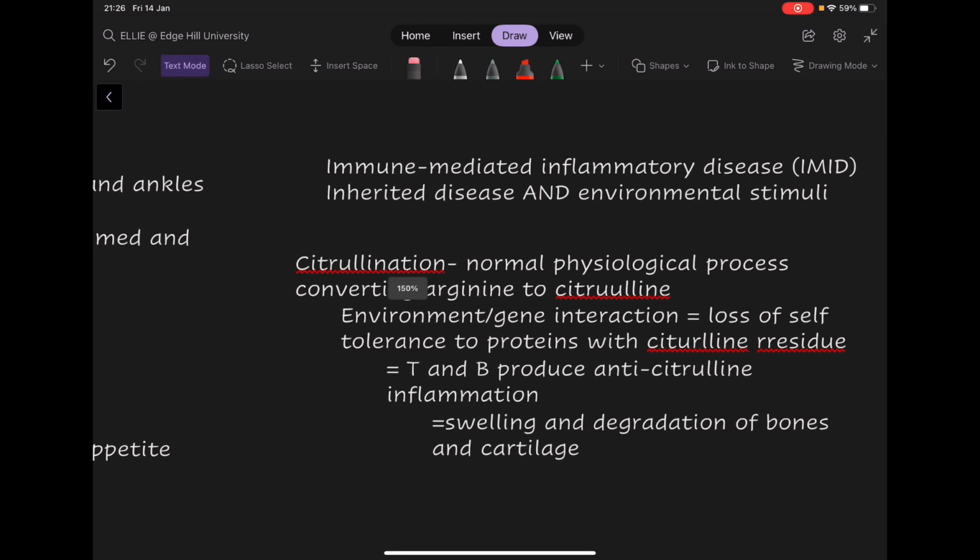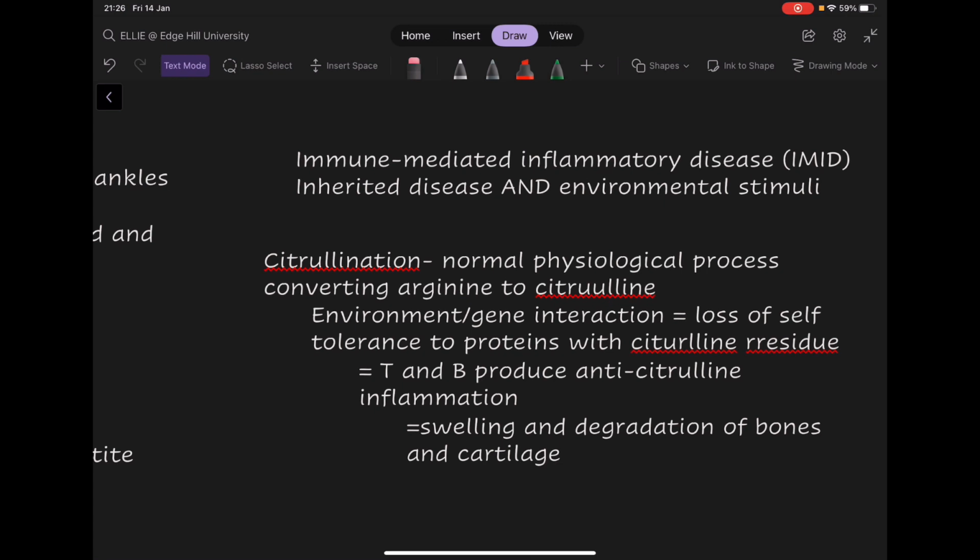An example of environmental stimulus or genetics is citrullination. This is a normal process converting between amino acids. Environment and gene interaction can cause a loss of self-tolerance to proteins with this citrulline amino acid residue. This then causes T and B cells to produce anti-citrulline antibodies, or attackers, which then results in inflammation. This causes swelling and degradation of the bone and cartilage.